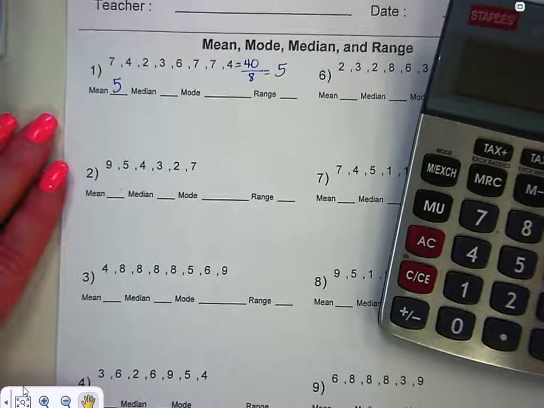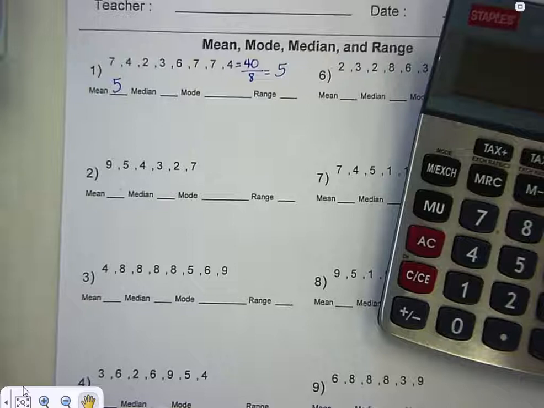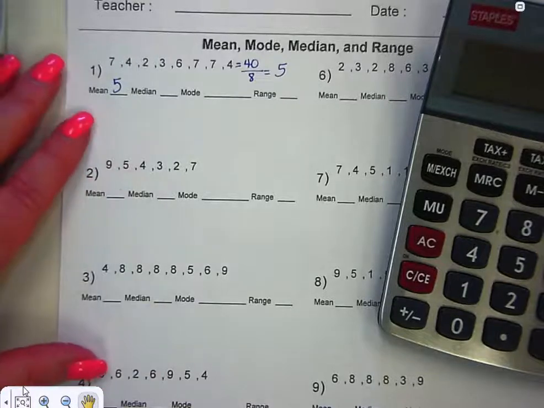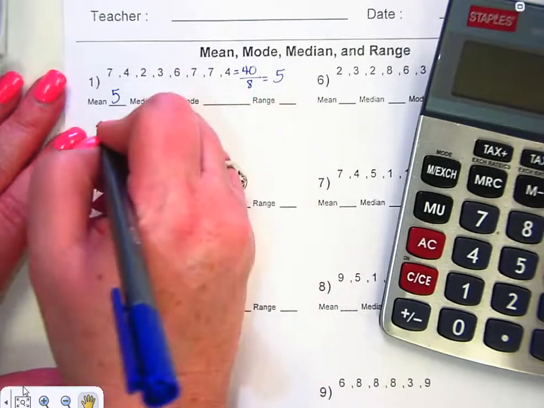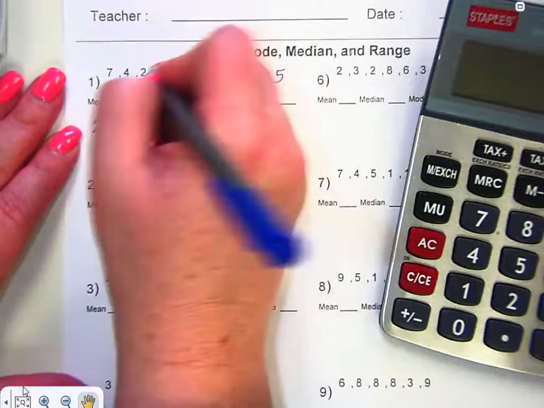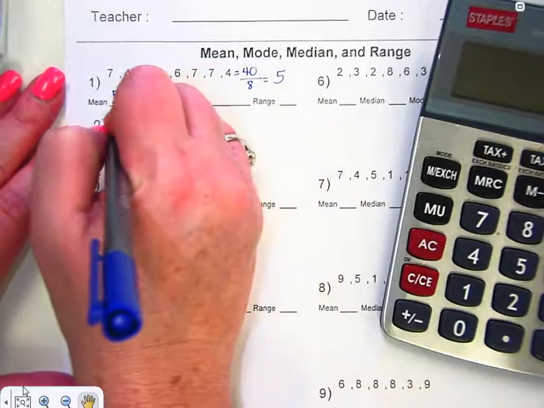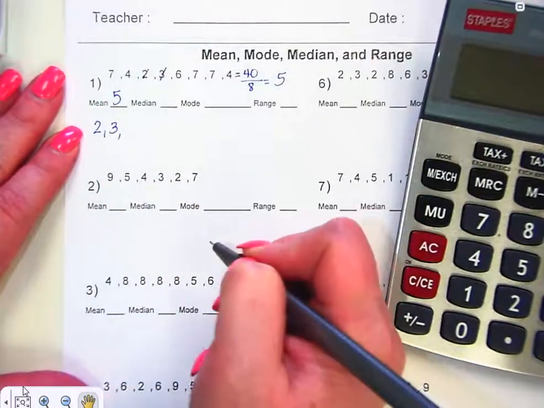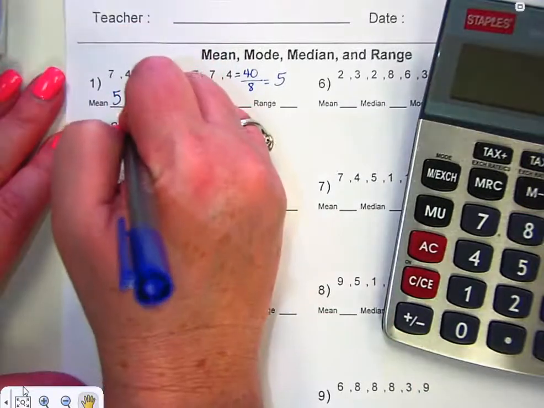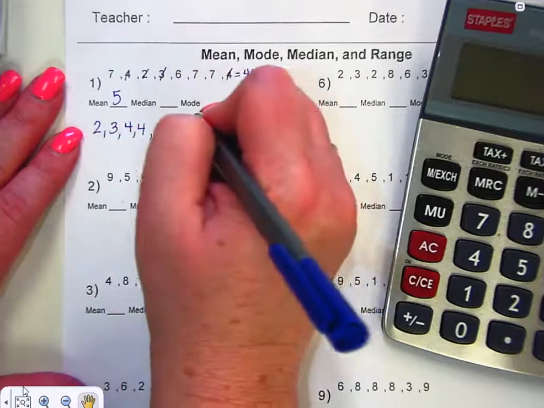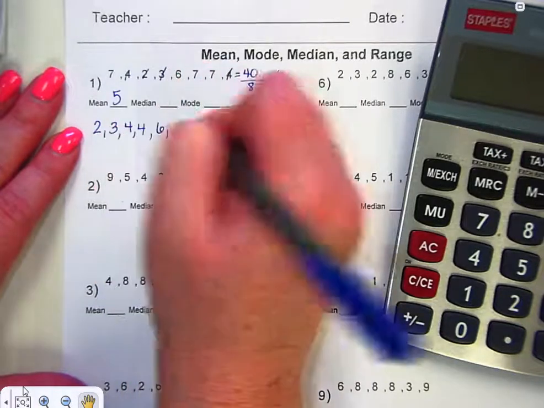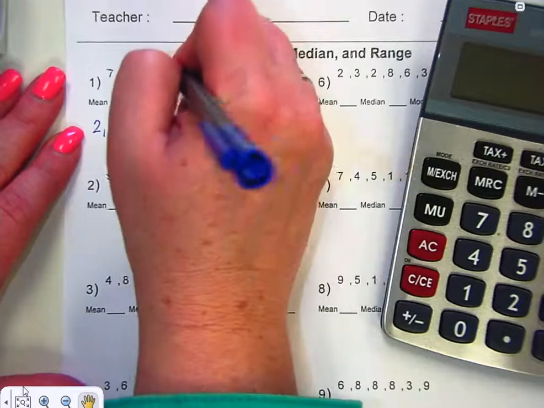All right, the median. I need to find the middle. So what's the first step? Put them in order from least to greatest. So I should be able to see where you've done that. The smallest is 2. And then there's a 3, two 4s, then there is a 6, and three 7s.